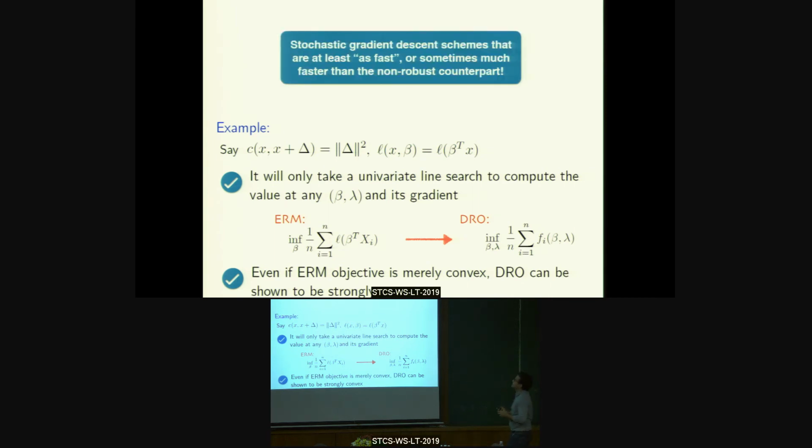So one can design a stochastic gradient descent scheme that can solve this problem at least faster than the empirical risk minimization, which is good. So computation need not be a reason why one needs to deter away from such a setup.